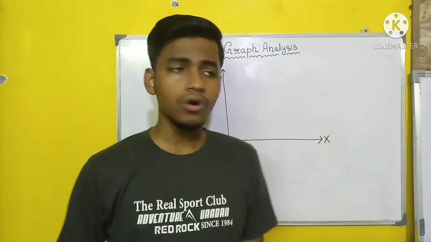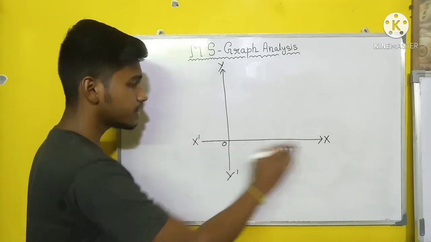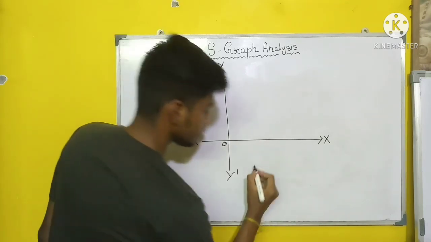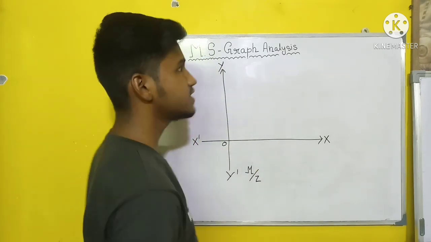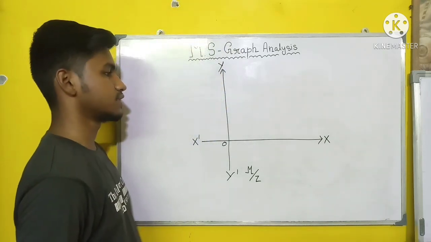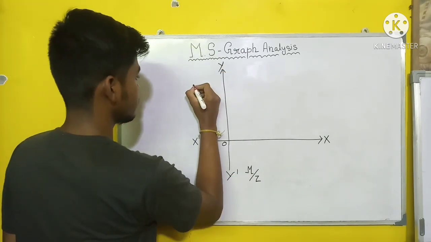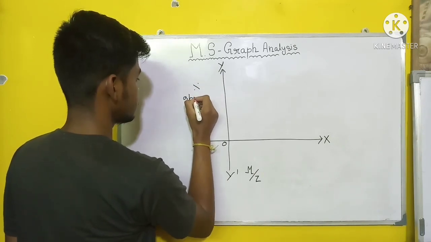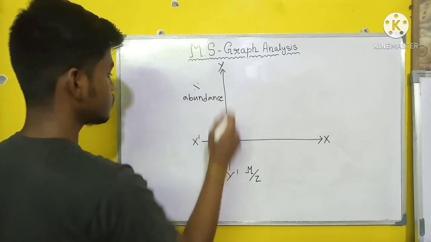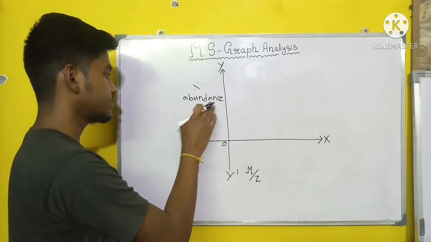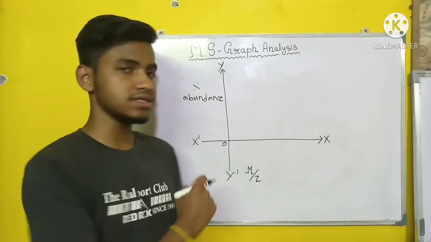Now guys, we need to know what those lines stand for. The x bar to x line stands for mass by charge ratio, and the y to y bar line stands for percentage abundance. So the y to y bar line stands for percentage abundance, and the x bar to x line stands for mass by charge ratio.